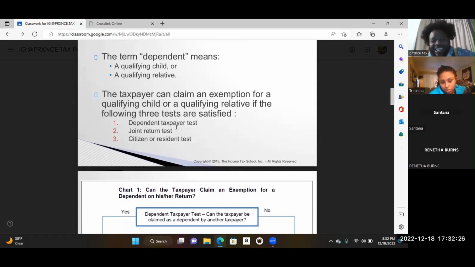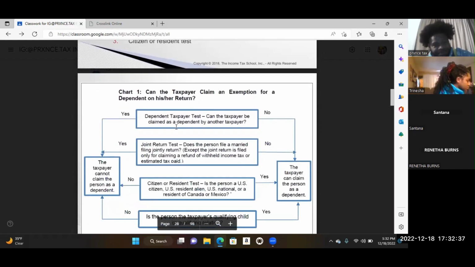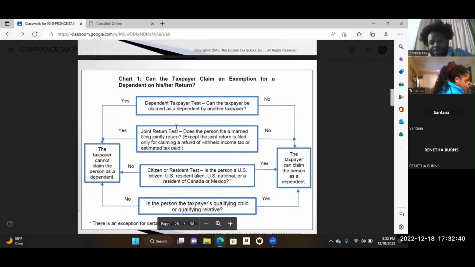So the taxpayer can claim an exemption for a qualifying child or qualifying relative if they meet these 3 requirements. 1, the dependent taxpayer test. 2, the joint return test. And 3, the citizen or resident test. What is the dependent taxpayer test? Can the taxpayer be claimed as a dependent of another? What that statement means is, if you claim somebody, can somebody else claim your dependent? If it's no, you're good, as long as you pay more of the money for the child, that's why you get it. Now, if it's yes, then you can't get it.